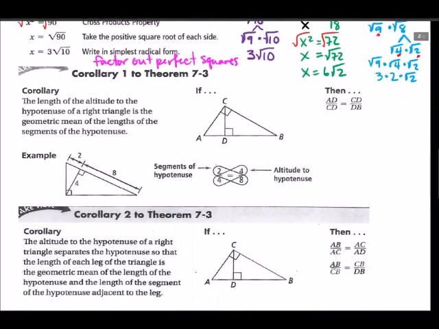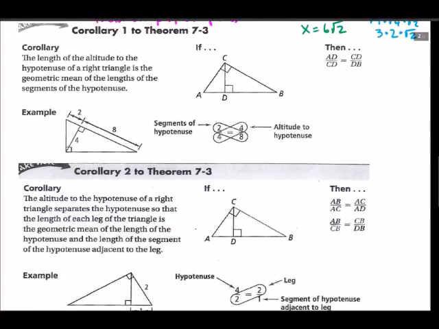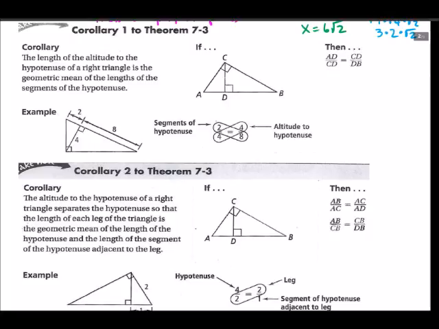Okay, moving on. How do we use this? We have our corollary to our original theorem here. What's a corollary? It's an extension of a special case. And we're going to go through these next two pretty quickly because I want to get to the formula, which is what's going to be most helpful.